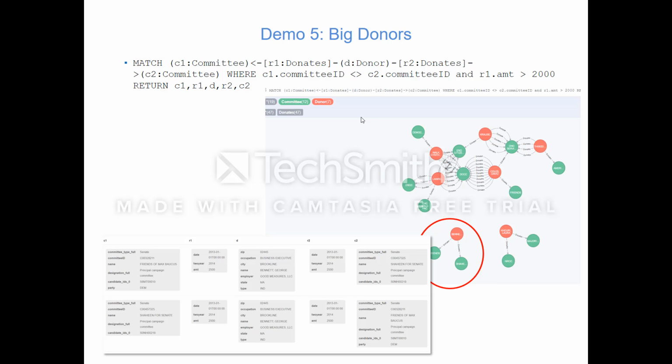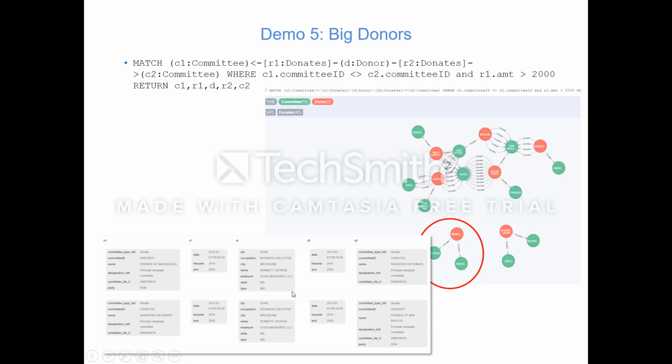So in this query, we were looking for people who donated over 2,000. So the query was amended to show that at least the relationship amount was over 2,000, and then return those. And you can see that this cut down the number of donors that we collected from the query quite a bit. And many of those big donors appear to donate to multiple committees, multiple times, as we can see from the lines where the donors are red and the committees are green.